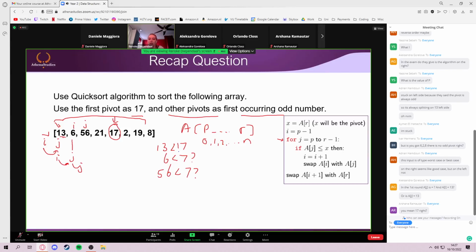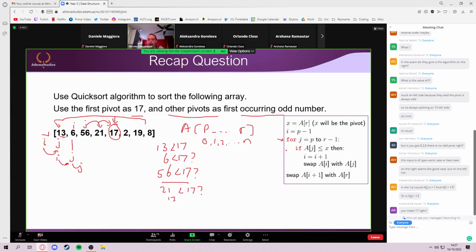Oh yeah, sorry, 17. Yeah, thank you for pointing that out. Exactly, so this does not hold, which means that we don't have to do the if part over here. So the i doesn't move on, there's nothing to be swapped, but the j goes further. Right, so i is still at 6, but the j is moving to 21. So let me say, 21 smaller than 17? No, so the i stays put, j moves on.